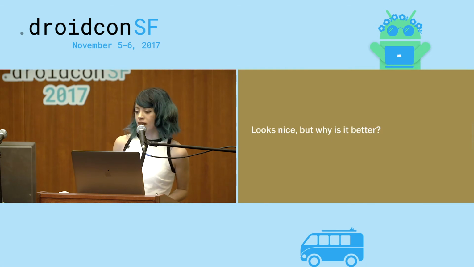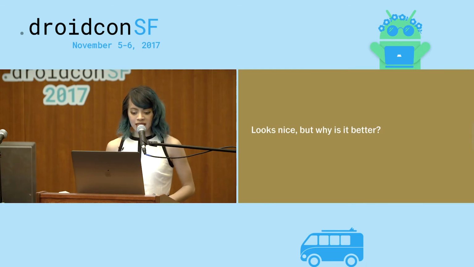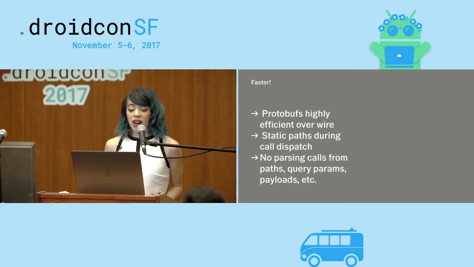All right, so all of this looks nice. It's nice to not write code. Everyone likes that. But why is it better? What are the performance optimizations that actually make this better? The main one is that it's faster. Protobufs, like I mentioned, are highly efficient over the wire. gRPC also uses static paths for call dispatch. So instead of a path being something like get user/1234556, you would just call get user and pass in a parameter, which means that it doesn't have to parse this out. There's also no need to compress JSON, no need to parse JSON, no parsing long paths, query parameters, payloads. It doesn't have to worry about any of that.